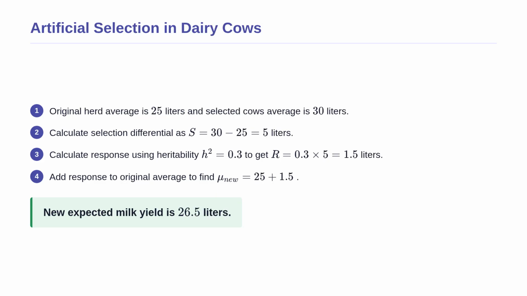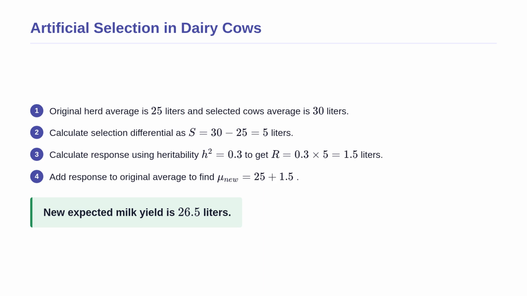While nature selects for survival, humans also use this exact same principle for artificial selection. A dairy farmer wants to increase milk yield. Her current herd averages 25 liters per day, and she selects the best cows averaging 30 liters. We calculate the selection differential, S, by subtracting 25 from 30, giving us 5 liters.